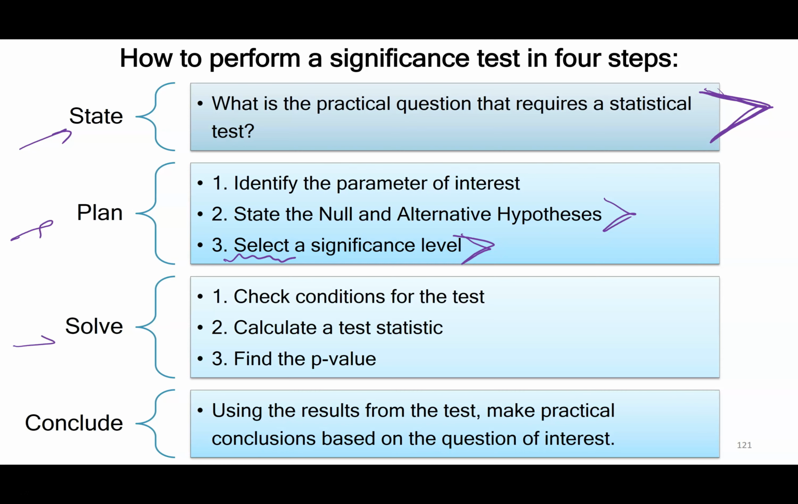So then solving, you're going to check conditions, because if it's not even appropriate to use a t-test here, we really have questionable results in the first place. Then you calculate your test statistic and find that p-value. And then you have to wrap it all up. So you have your conclusion. So make your conclusion, using that 2-part conclusion.